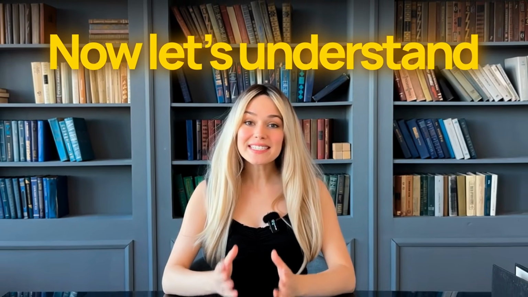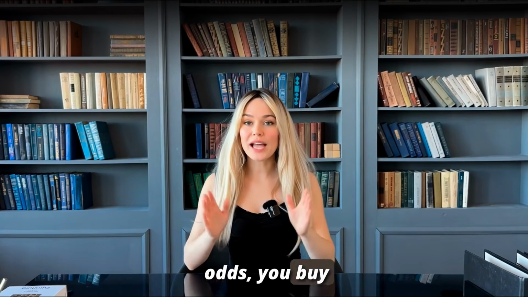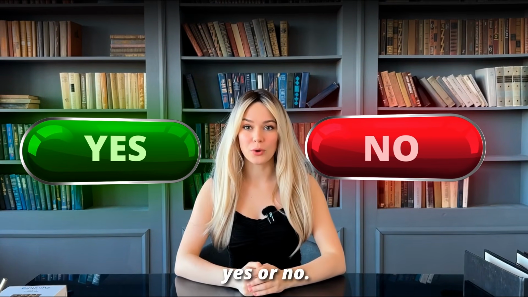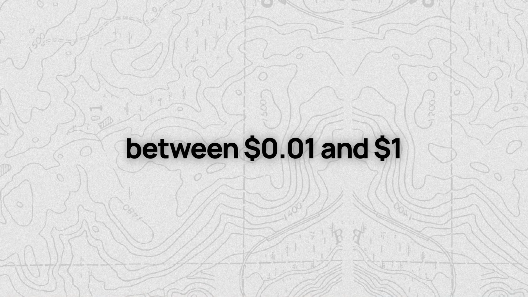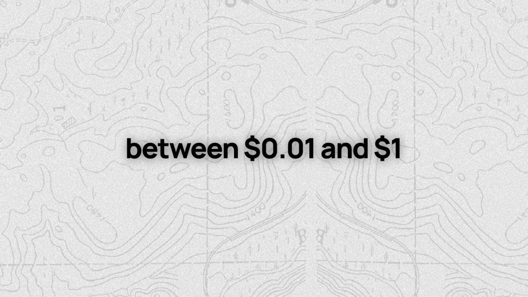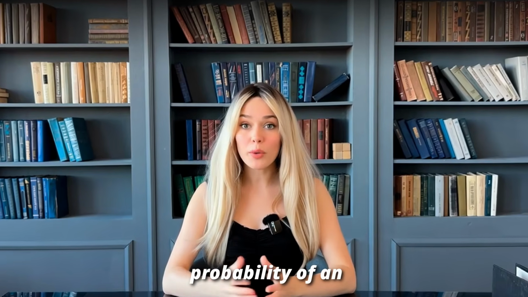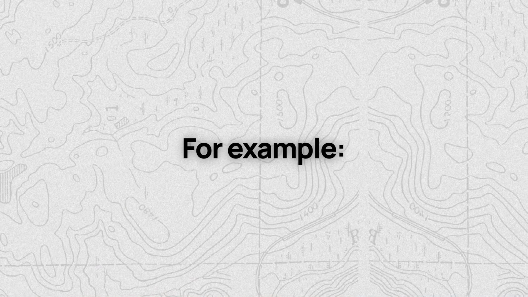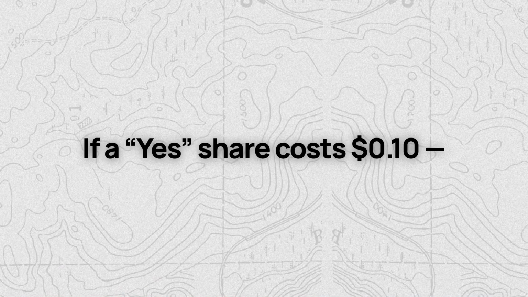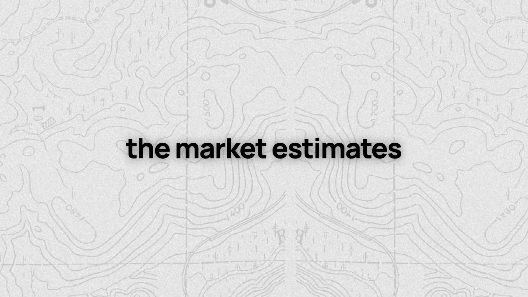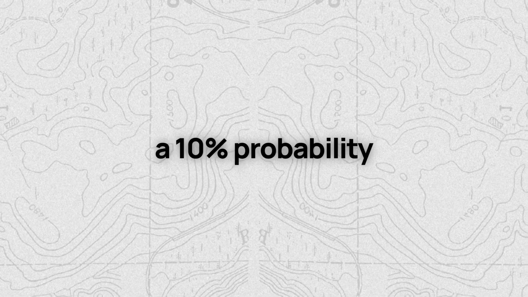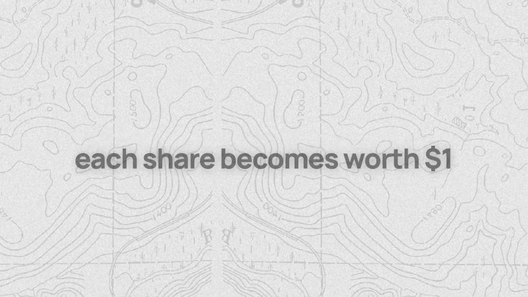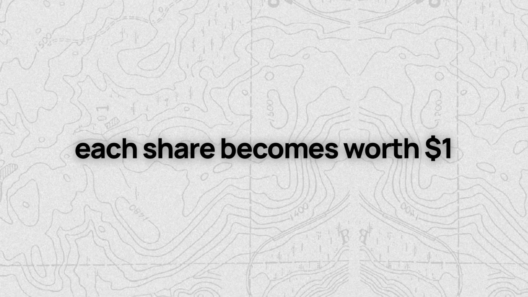Now, let's understand how trading works. Instead of fixed odds, you buy shares, yes or no. Each share has a price between 1 cent and $1. That price reflects the probability of an outcome. For example, if a yes share costs 10 cents, the market estimates a 10% probability. If the outcome is correct, each share becomes worth $1.